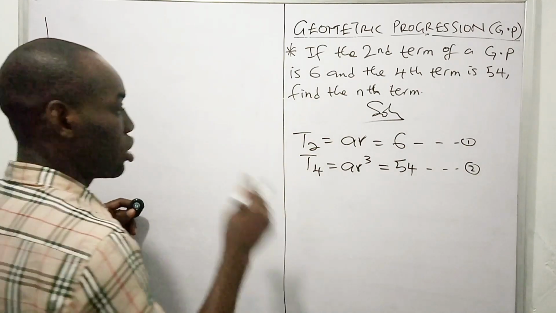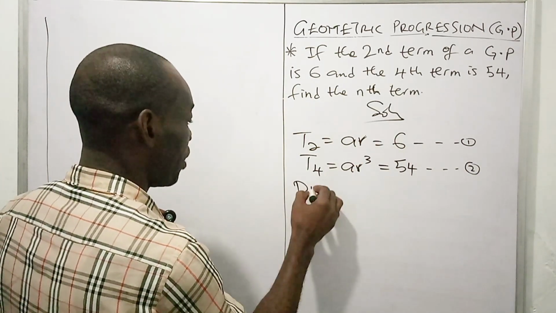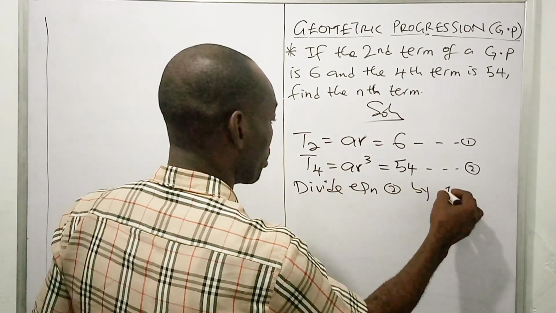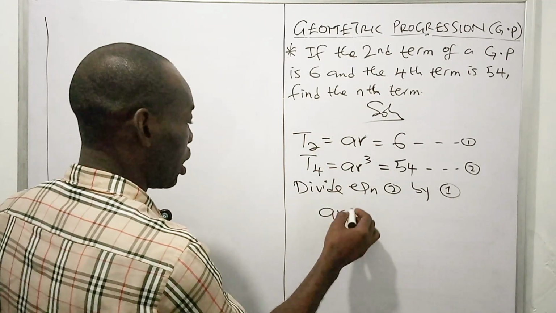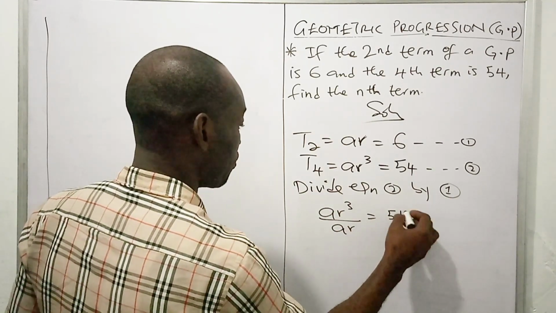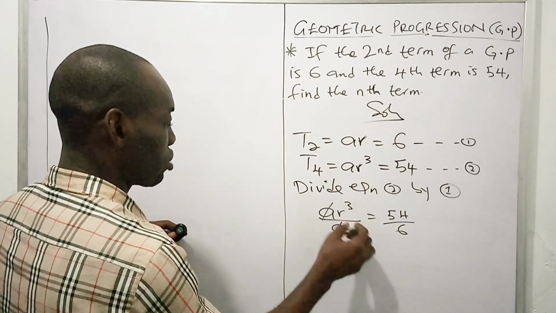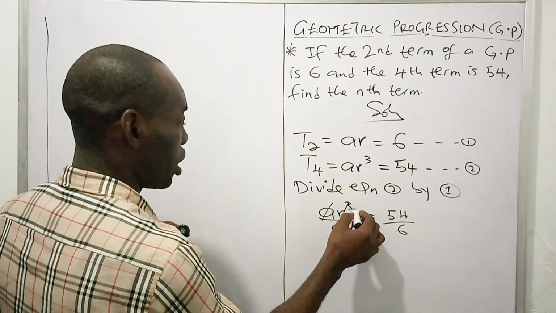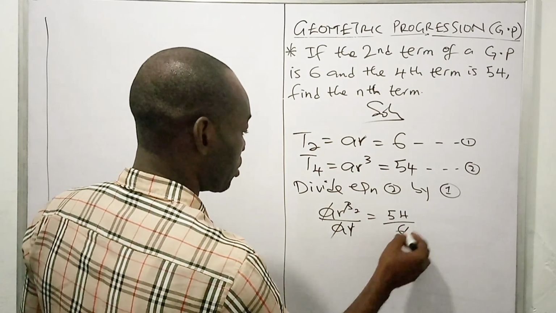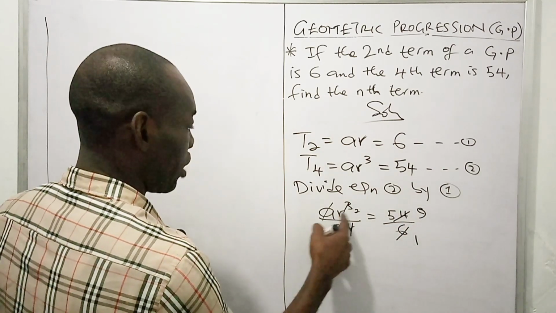Now, to get the value of the common ratio, we divide equation 2 by 1. So that gives us AR cubed over AR is equal to 54 over 6. So A will cancel out A, and one R will cancel out one R. We still have R squared remaining, and 54 over 6 is 9.